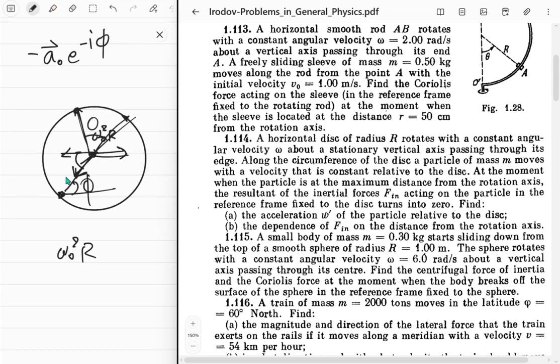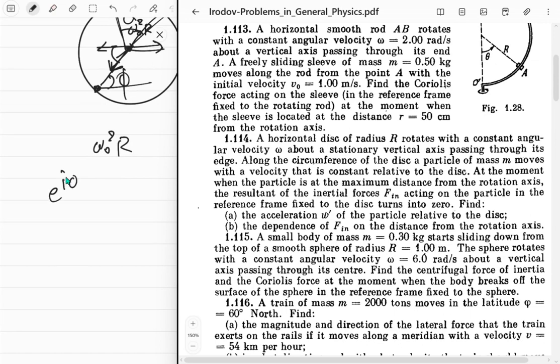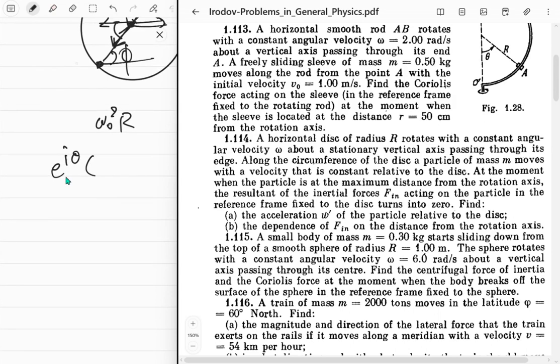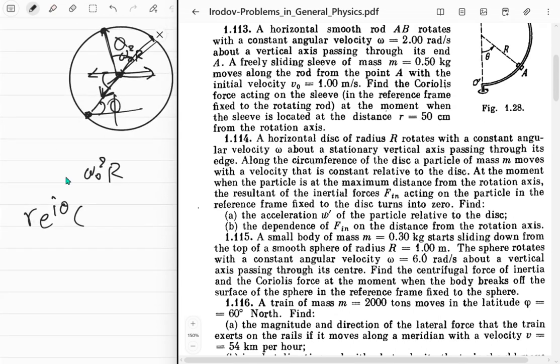So this angle will be theta. And that was just e^(iθ) times r. Okay, it's supposed to be r over there as well. So small r is just the distance of this particle from the origin of the non-rotating frame. Sorry, rotating frame.